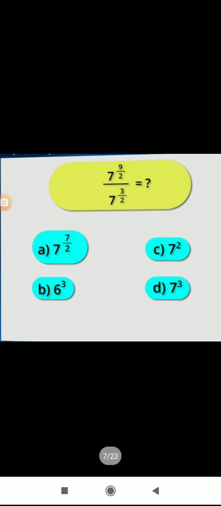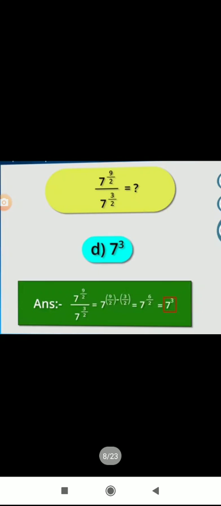Let us take an example. 7 raised to the power 9 by 2 divided by 7 raised to the power 3 by 2. You can see that the base is the same, that is 7 and 7, but the exponents are different. So according to that law, just subtract the exponents and the base will remain the same. That is 7 raised to the power 9 by 2 minus 3 by 2. So it will be 7 raised to the power 3.